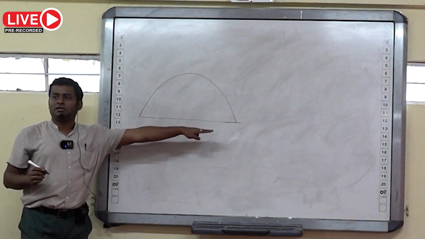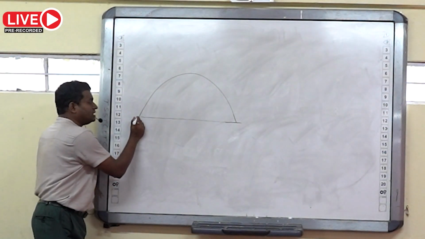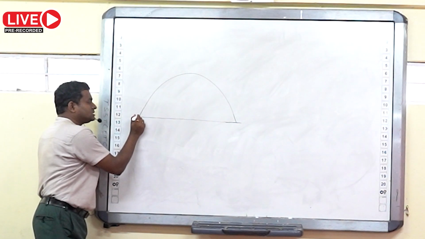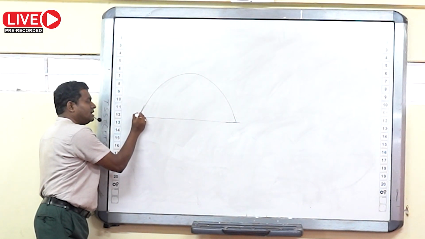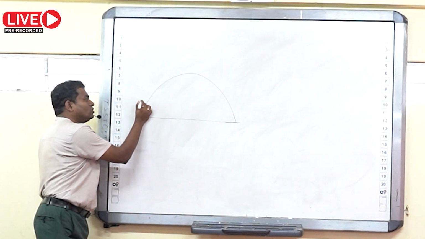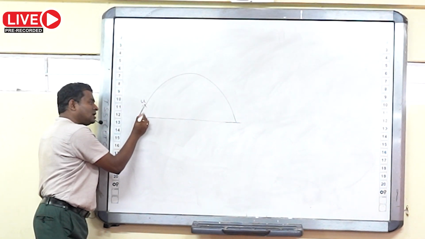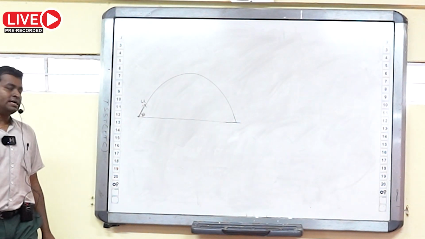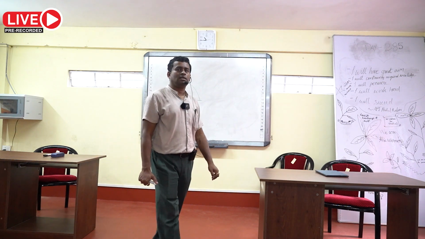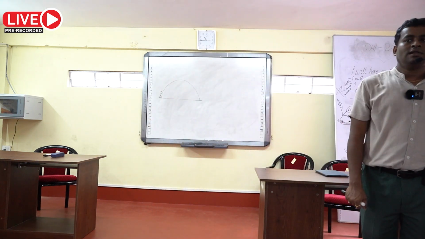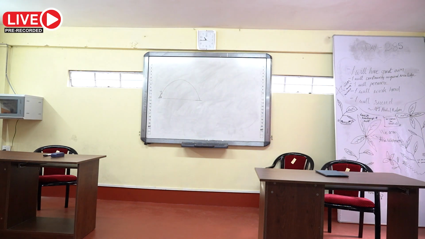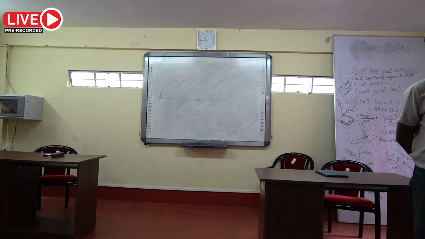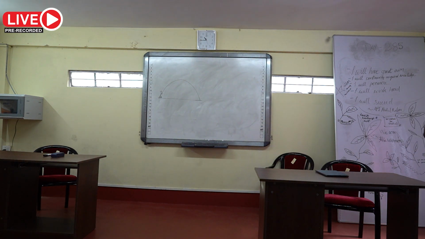Suppose this is a horizontal ground and a stone is projected from this point like this. Its initial velocity is u, and it makes an angle theta with the horizontal direction. Now it is a case of two-dimensional motion. How do you know that it is a case of two-dimensional motion?